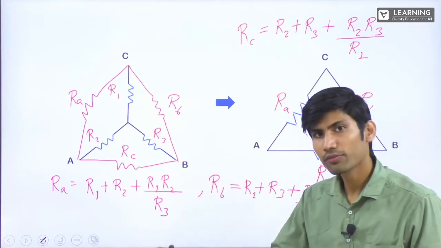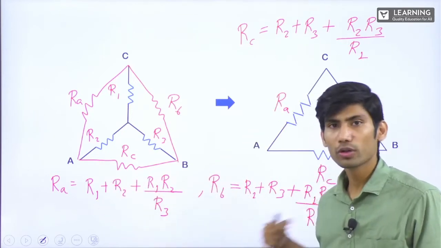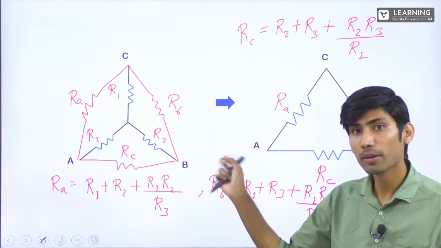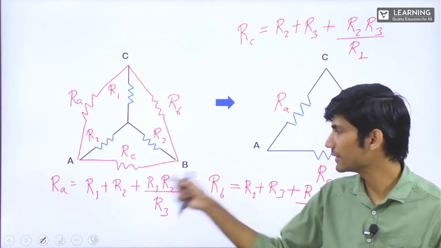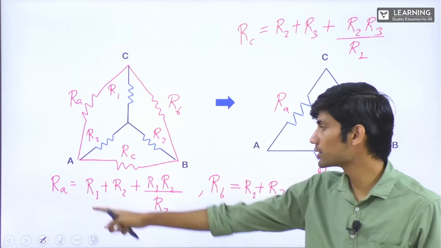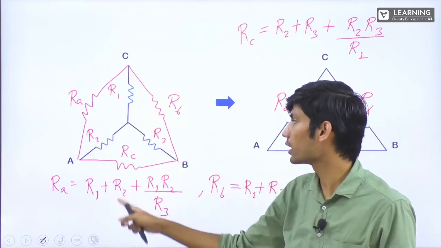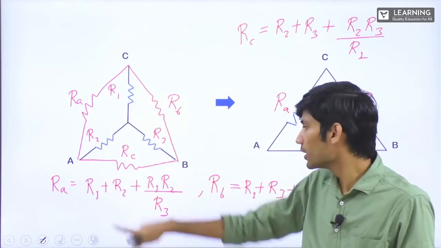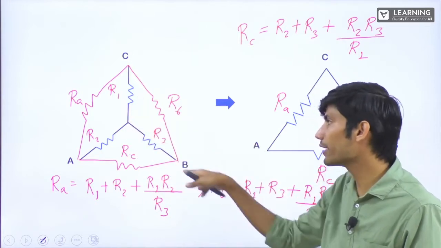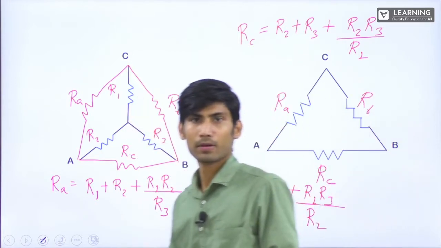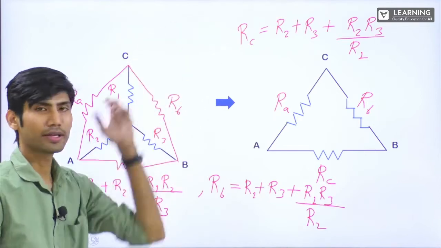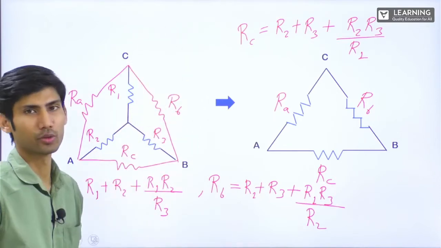Don't learn the formulas. Why am I telling you to note these formulas? So that you can remember how this came, by seeing it, by recalling it. How this RA came, this R1 is this one, R2 is this one. So first we did the sum of this. Then we did the product of these two only, divided by the other one. Okay? Now let us see in what kind of questions we can use it.